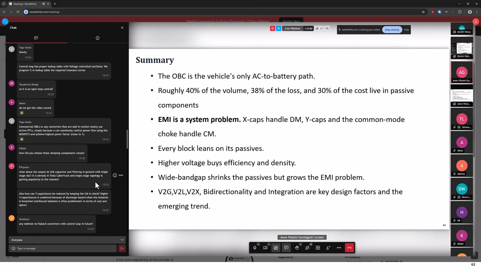Okay. So we have, I think, the last one from Shubham just arrived. If there will be a flyback converter deep dive with control loop in future. Maybe it's a question for Anne if she is willing to prepare something. Definitely, we can work on something in that direction. We can organize something in the near future.